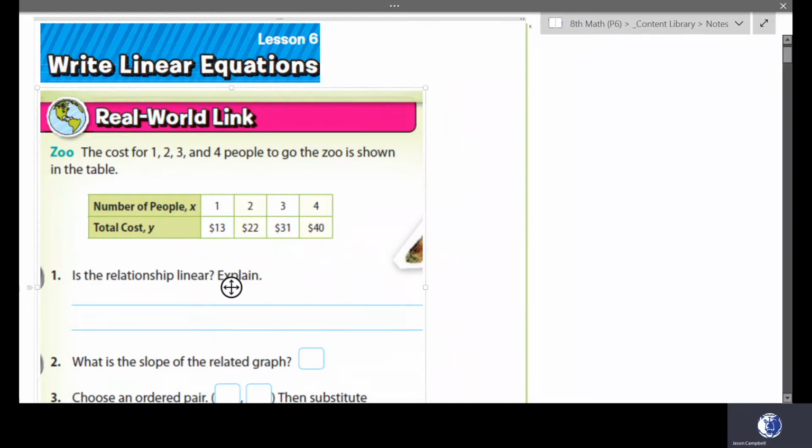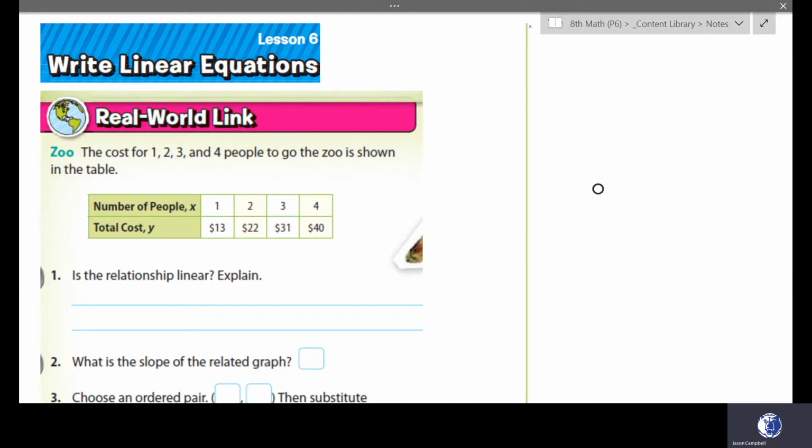Chapter 3, Lesson 6, Write Linear Equations. The cost for 1, 2, 3, and 4 people to go to the zoo is shown in the table. Question number 1 says, is the relationship linear?